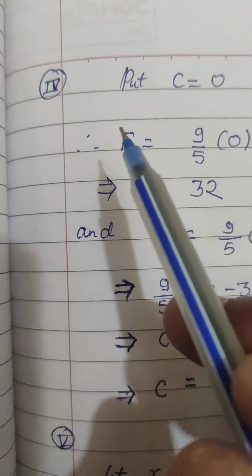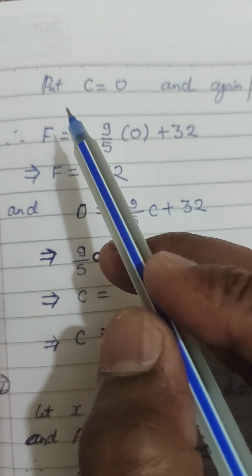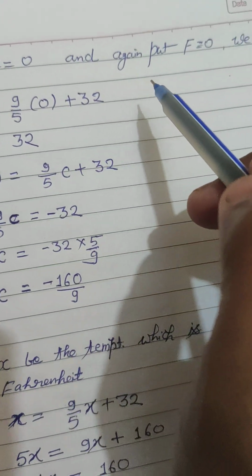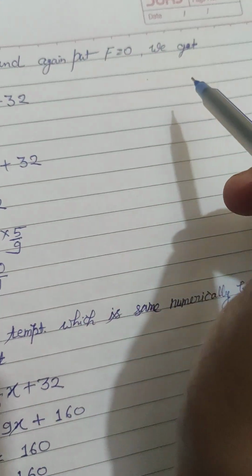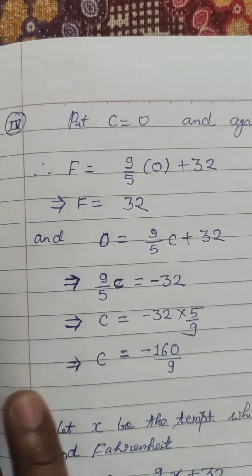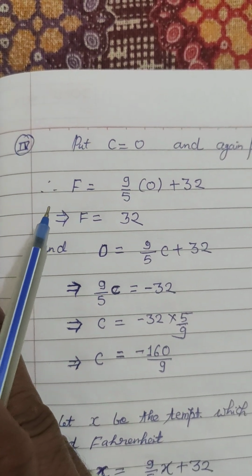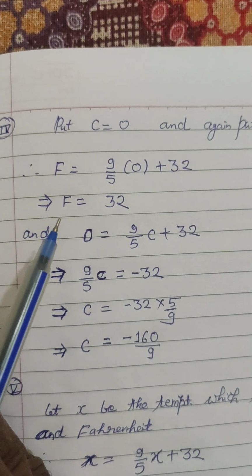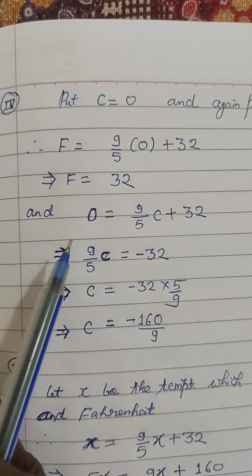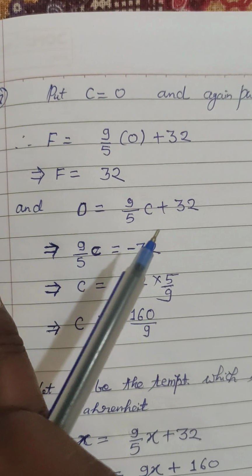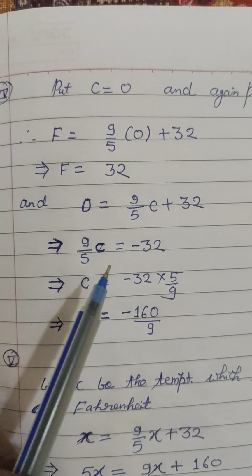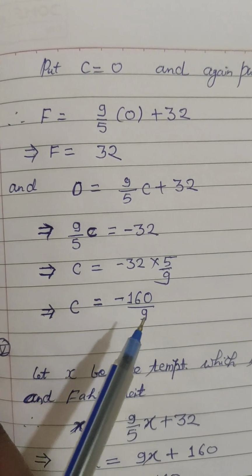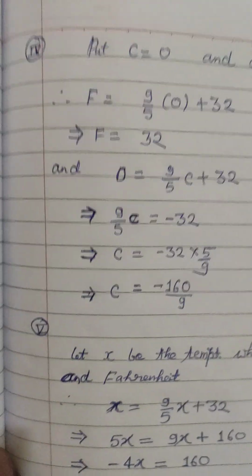Now question number 4. Respectively we put C equal 0 and again put F equal 0 in the given formula. We get F equals 9 by 5 into 0 plus 32. In this way we get F equal 32. And again, F equal 0 gives 0 equals 9 by 5 C plus 32. We get 9 by 5 C equals minus 32. In this way we get C equals minus 160 by 9 Celsius.